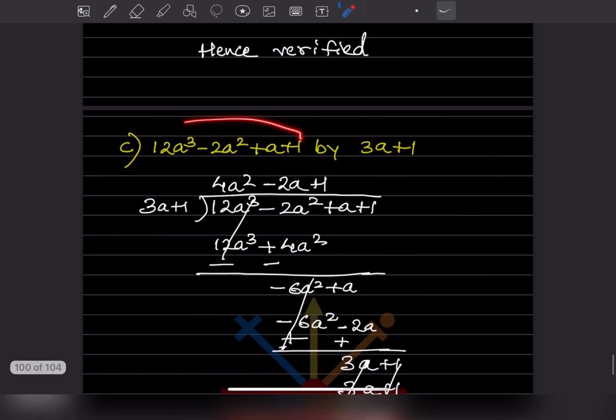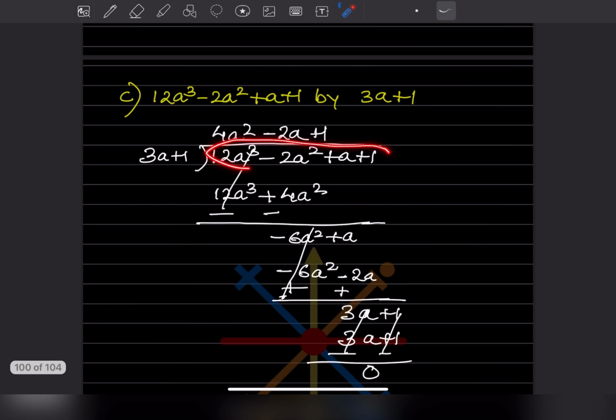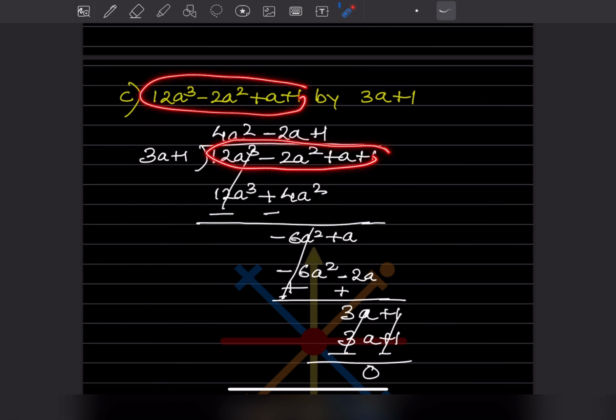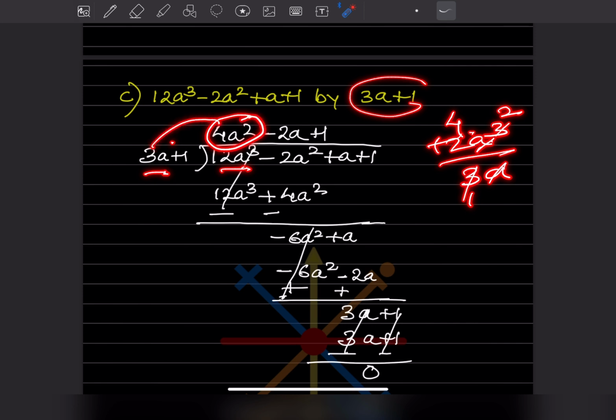Now again for this one, so this is the dividend and this is the divisor. So now look at the first term. So 12a cube divided by 3a, 3 ones are 3, 3 fours are 12. From here 1 gets cancelled, so this becomes 2. That will be a square, so 4a square. So this is here. So now for this one, 4 into this will be 12a cube.